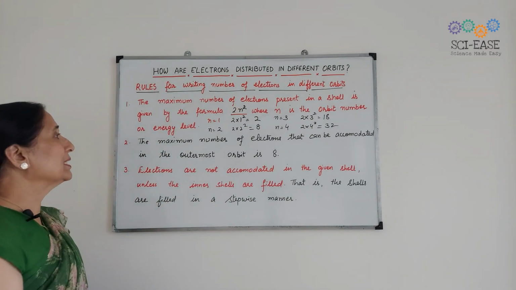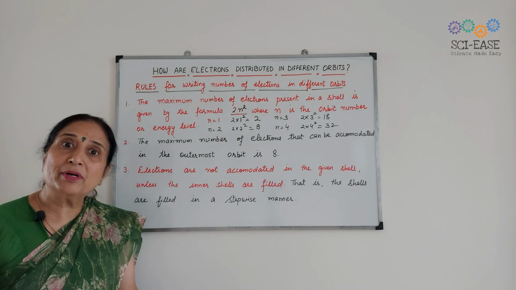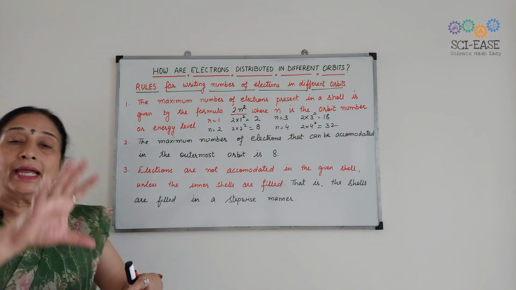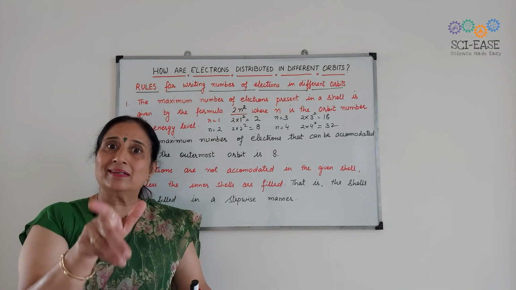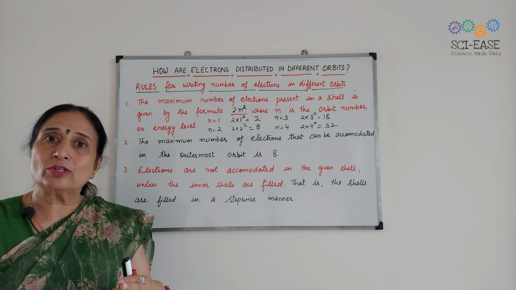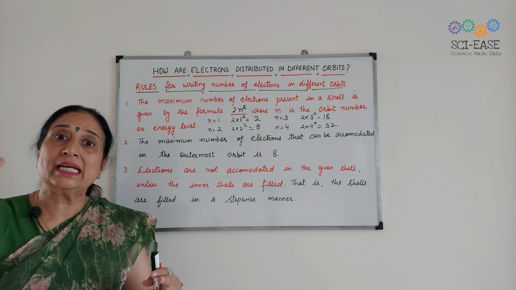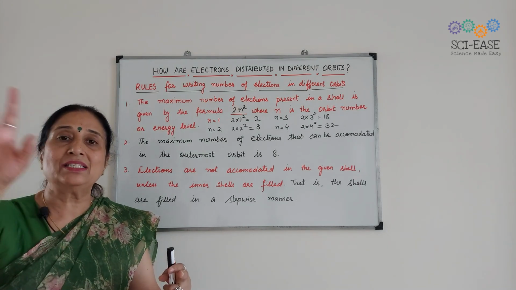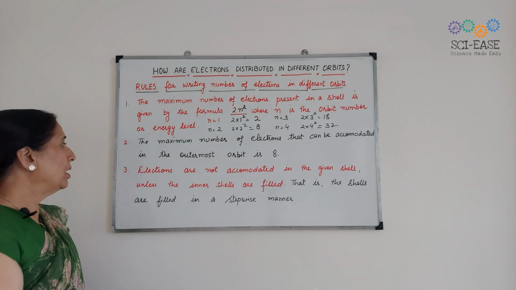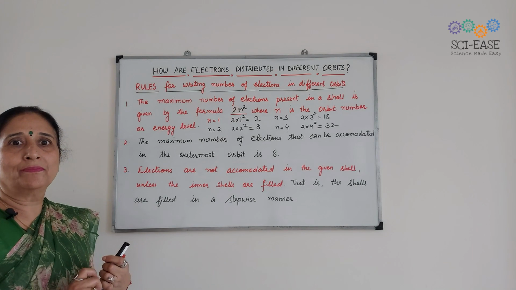Now the second rule is that the maximum number of electrons that can be accommodated in the outermost orbit is 8. Maximum 8 electrons can be accommodated in the outermost shell or the valence shell, not more than that. This is the second rule. Now come to the third rule.